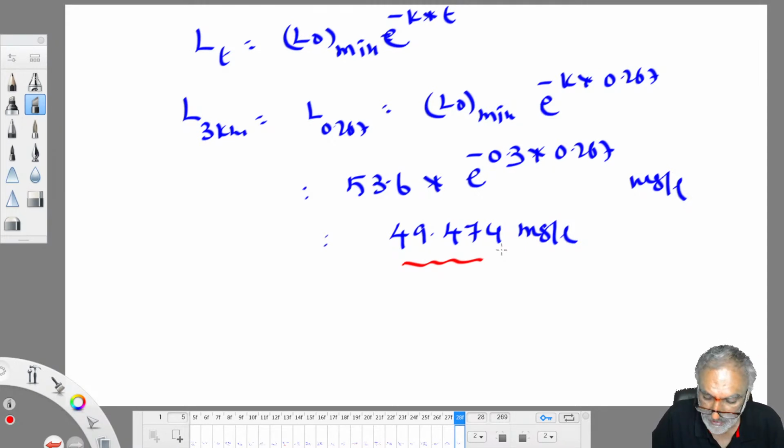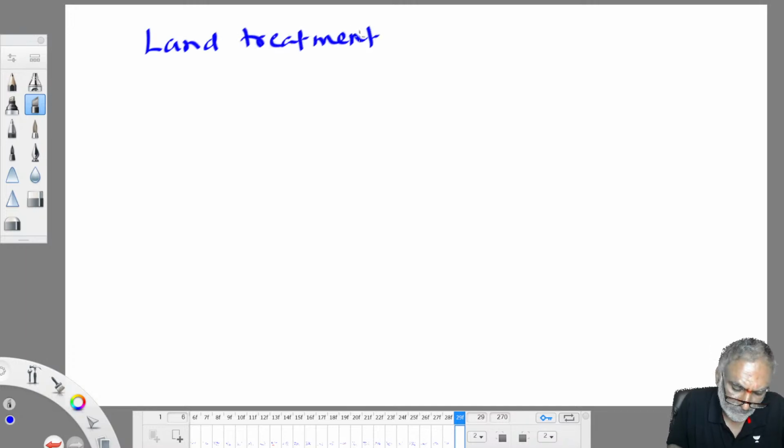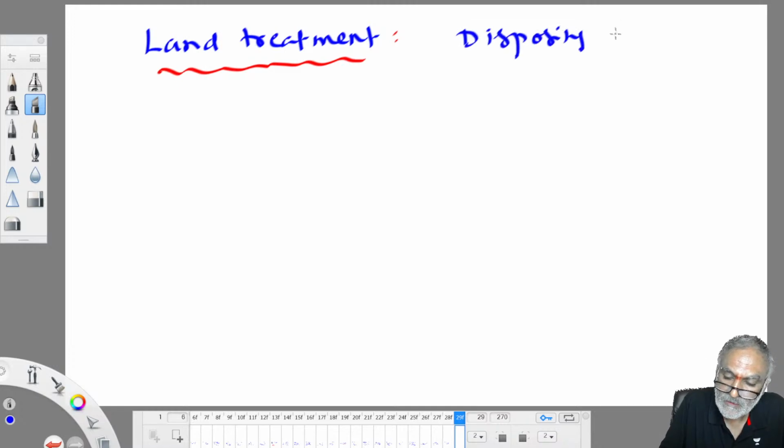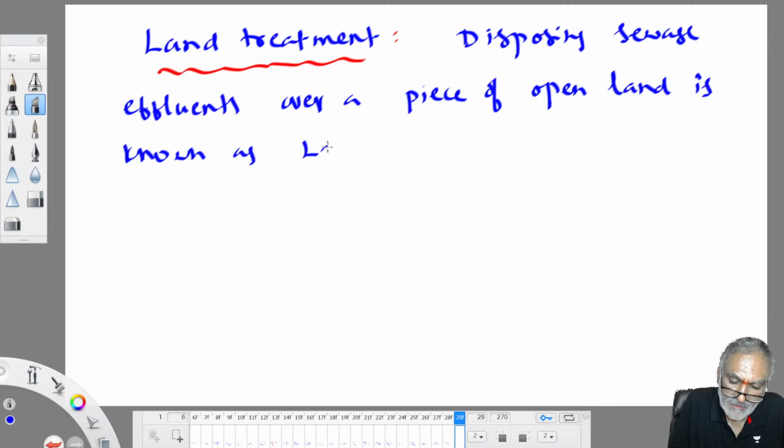So I completed this topic, what possible questions are expected from this topic. One more thing is the theory, that is land treatment. Land treatment means land disposal, disposing sewage effluents on a piece of open land. Open land is known as land treatment.